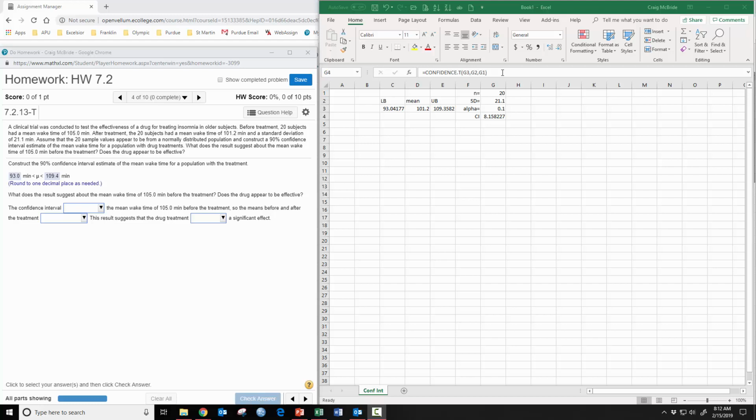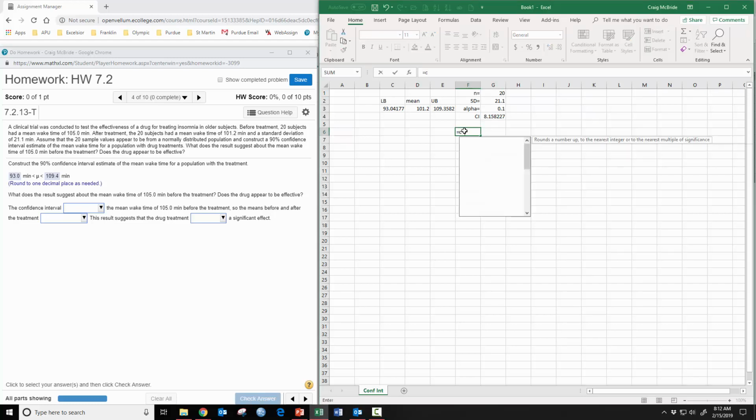So if you're unsure, 99% of the questions you're going to see, if they're dealing with the mean, then we're going to use the T. So it's going to be equal confidence dot T. And then in fact, I'll type one in here and you'll see what it tells you. The nice thing about this is if you just double click on it, it tells you what you need. You need alpha, comma, standard deviation, comma, size, right? So that's what I have here. I've got N as my size, standard deviation, and my alpha level. And that's how we can compute this one.